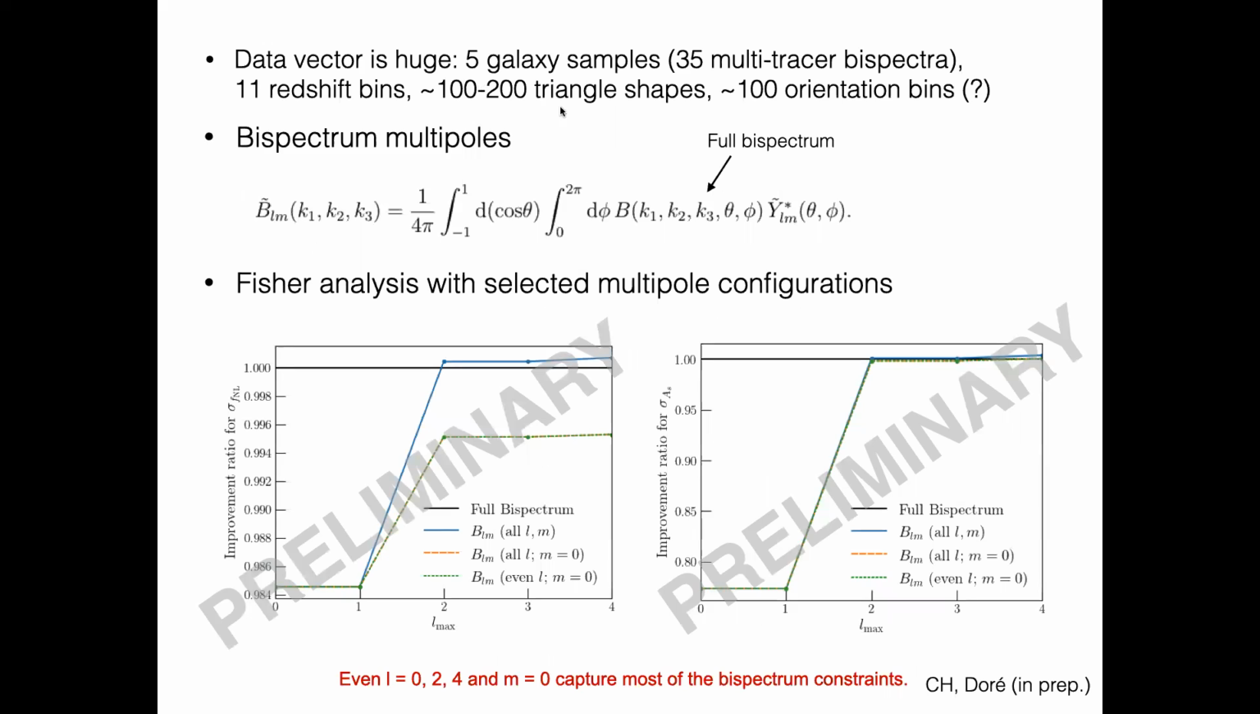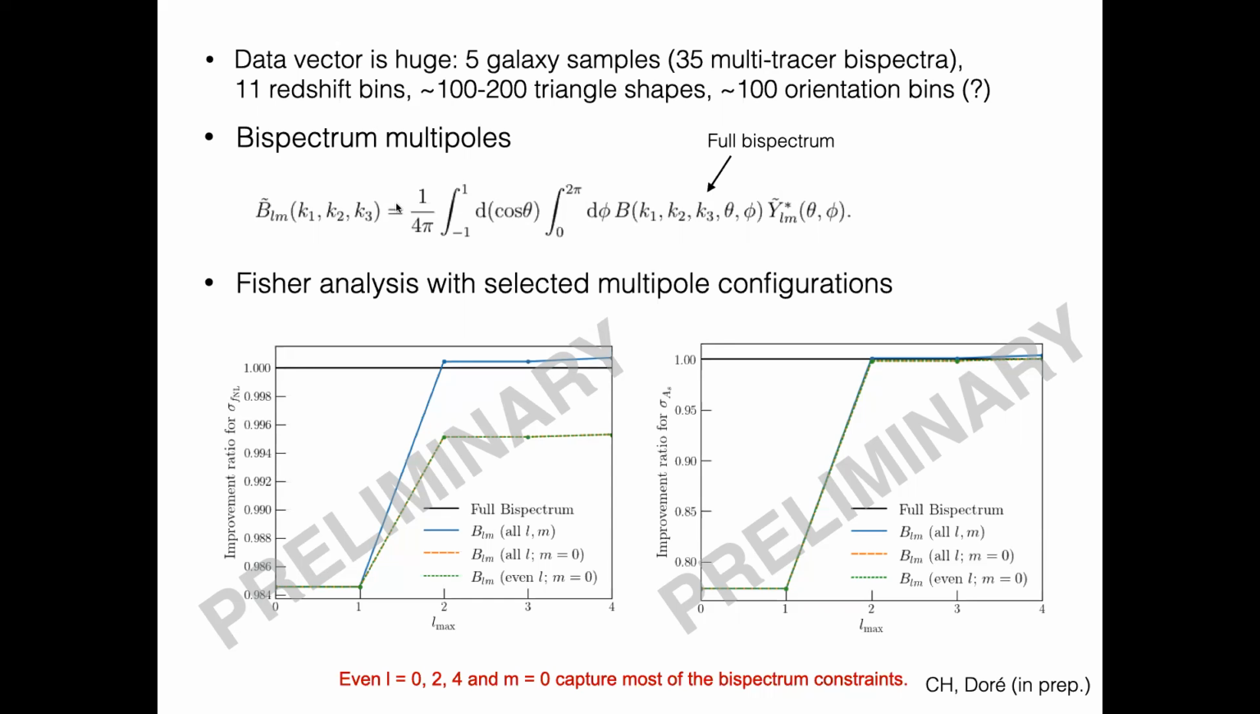But so far some of our challenges is that we have a very huge data vector. We have 5 galaxy samples, which gives different multi-tracer bispectra, 11 redshift bins, and hundreds of triangle shapes. Bispectrum allows you to have 3 legs in Fourier space that form a triangle. Each of these triangles can have any orientation in the whole 4 pi steradians. So you could have up to hundreds of orientation bins.